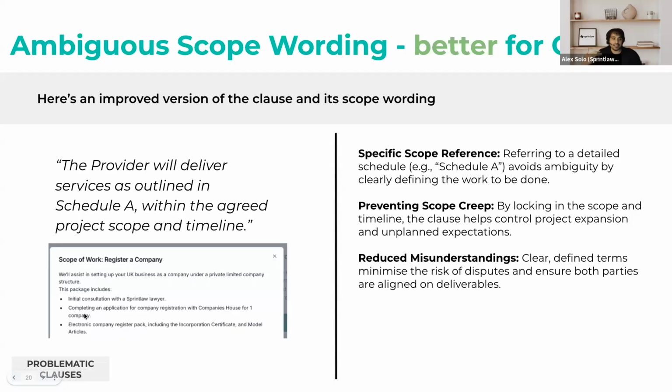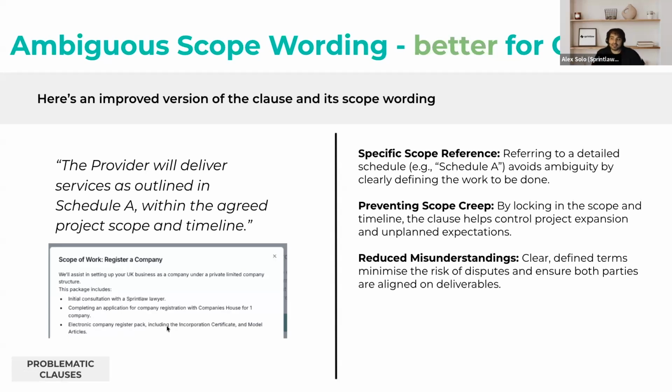This application will be completed and you'll get a pack of documents. The more specific that you can be, the better. This one doesn't specify how long the consultation is, so there could be some dispute about that. What does consultation mean? It doesn't specify everything that's in the company register pack, so it could be improved by explaining exactly what's in there.